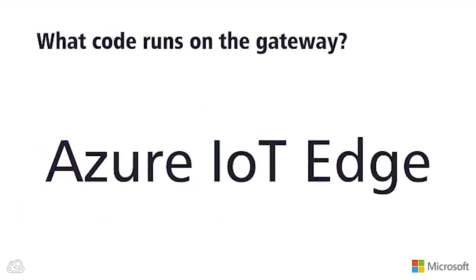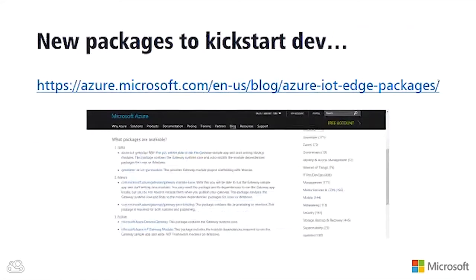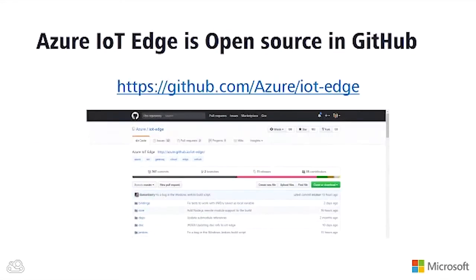All right, so what runs on the gateway? Azure IoT Edge is what runs on the gateway. And so you can get the current shipping bits for Azure IoT Edge from GitHub. This is all open source. It's up at github.com/Azure/iot-edge. And in fact, let me go follow that link there.